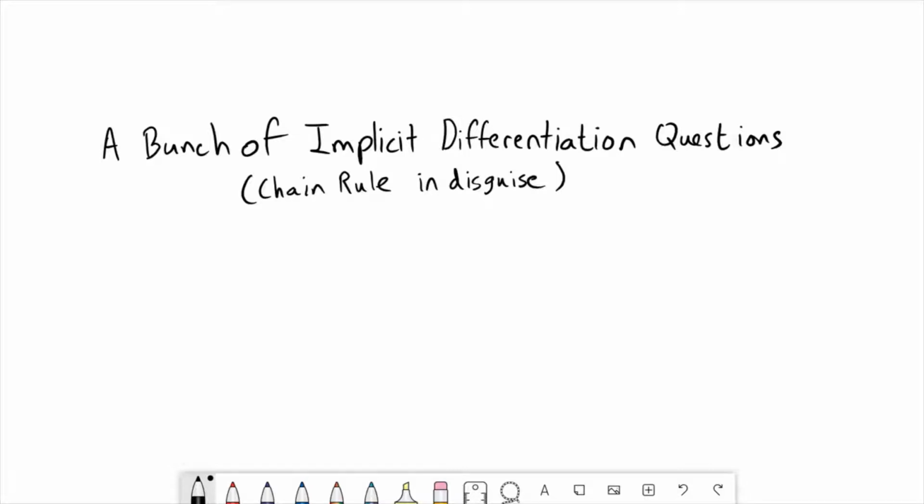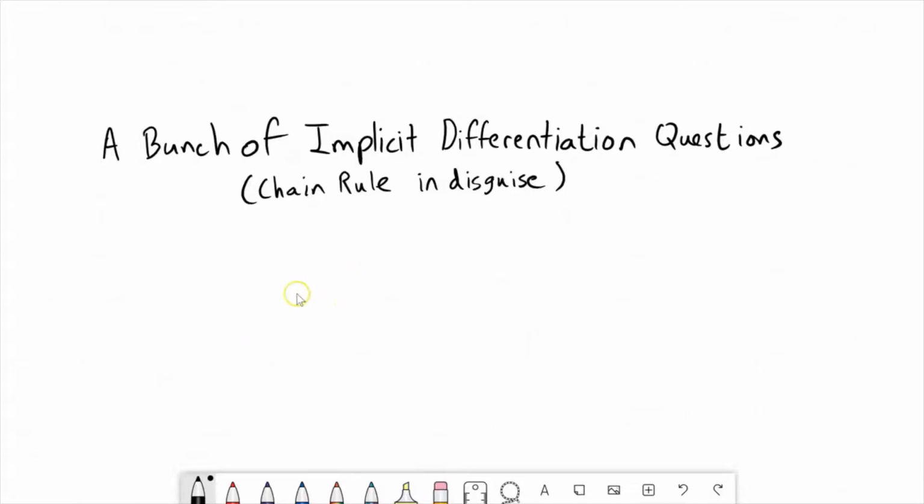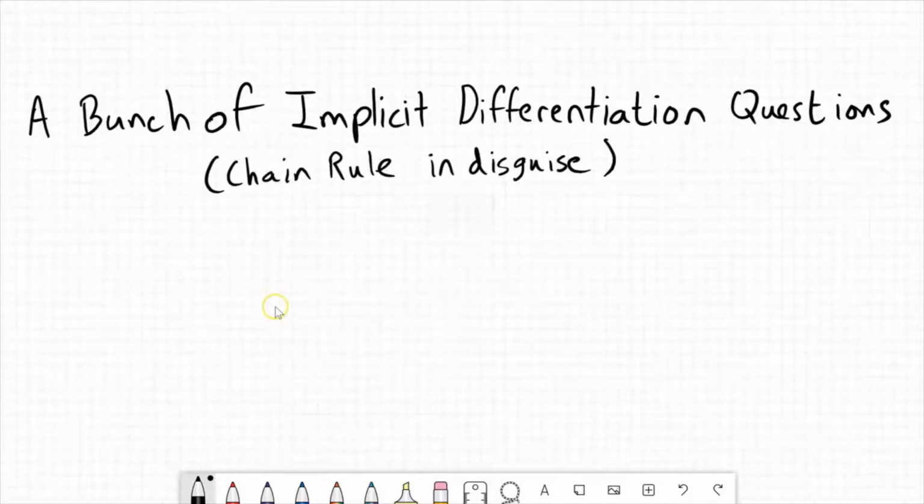Okay, so we're going to be doing a bunch of implicit differentiation questions, kind of like what I did with the video on a bunch of chain rule questions. And basically, I'm just going to give the introduction here. Implicit differentiation is kind of like chain rule in disguise.